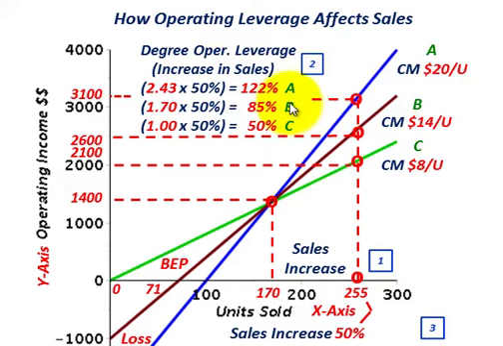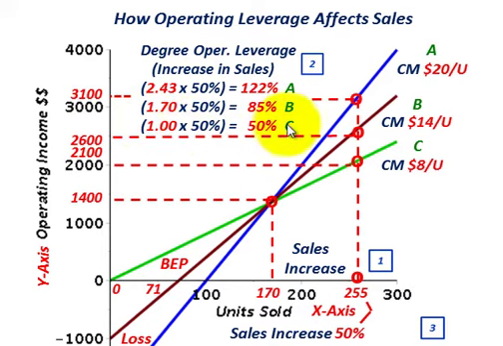And then for alternative B, our degree of operating leverage was 1.70, again, times your increase of sales of 50%. That's going to give us an 85% increase in our operating income. Again, moving from $1,400 in operating income up to $2,600.